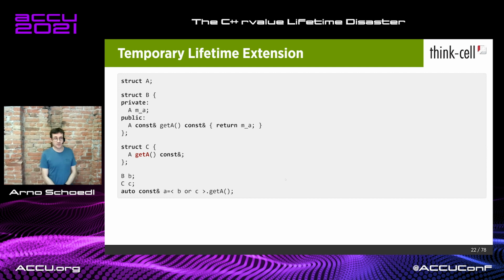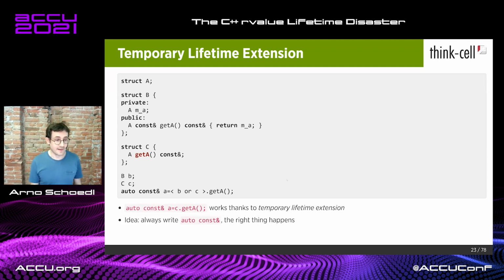Now, what happens if you have an alternative? You have generic code, and you either have a B or a C, and you don't really know in your generic code. Sometimes you may have a B that returns by const lvalue reference, or you have a C that returns by value. And you kind of want to write generic code that handles both cases. Now, if you write this, you just always assign to an auto const reference. Does that work? Turns out, yes, it does.